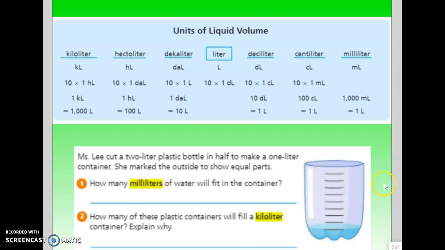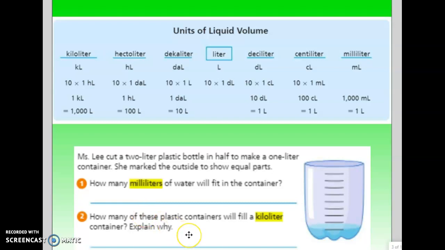This is a 1-liter container, so here's our 1 liter. How many milliliters fit inside this 1 liter? How many milliliters equal that 1 liter? 1,000 milliliters are what fits inside this 1-liter container. So we use our chart to convert from liters to milliliters.